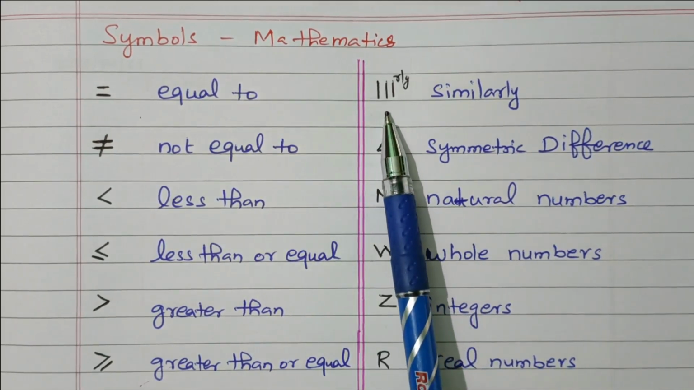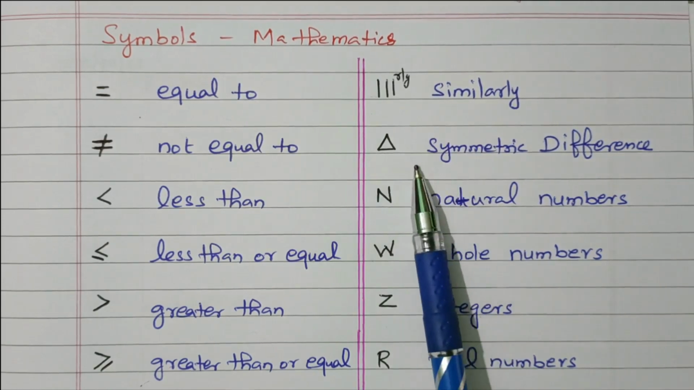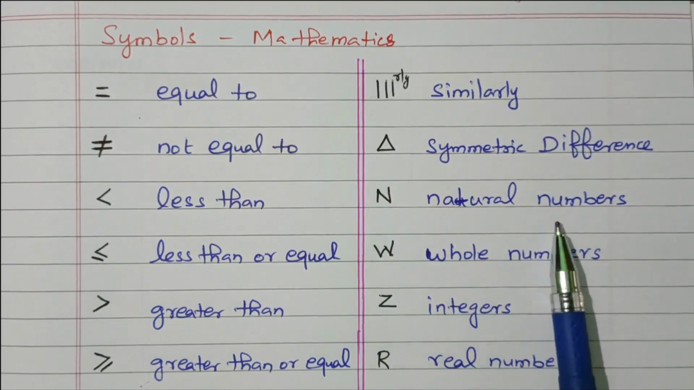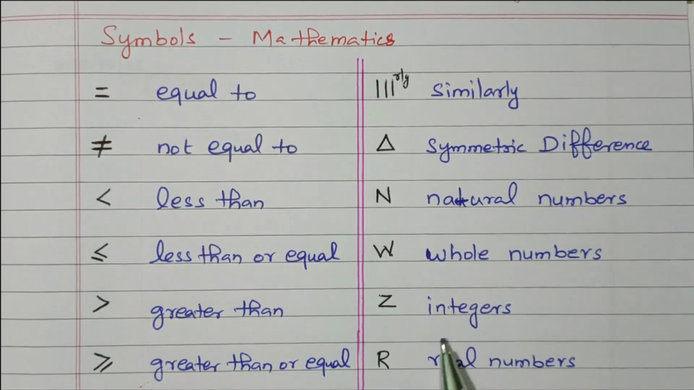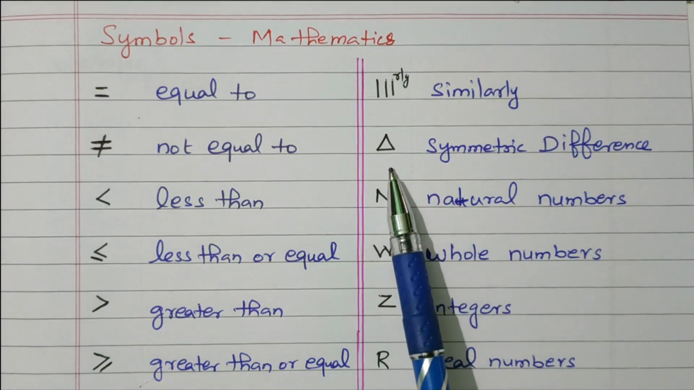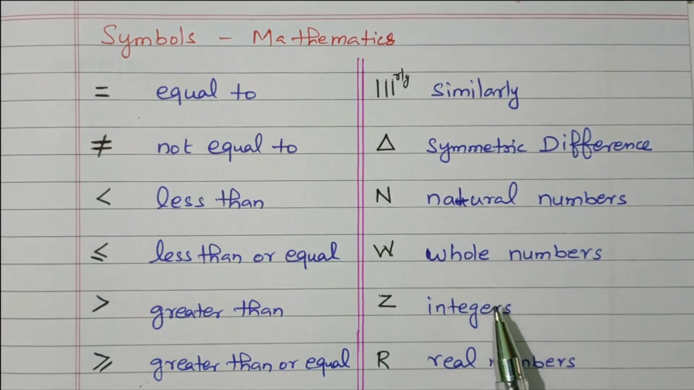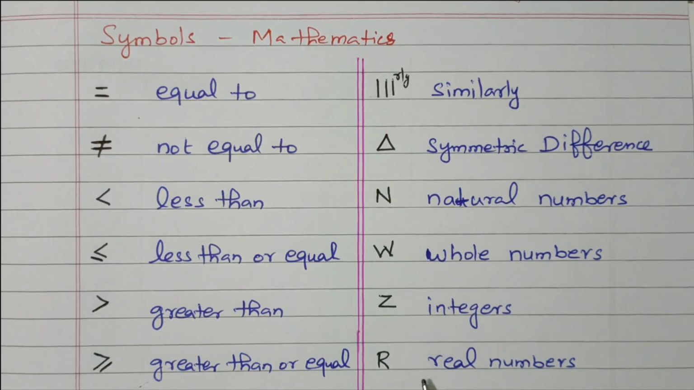Then here these three lines refer to similarly. If any similar process is there, we can use this symbol. Then this refers to the symmetric difference, used in sets. N refers to natural numbers, W refers to whole numbers, Z refers to integers, R refers to real numbers. These are all the numbers: natural number, whole number, integer, real.